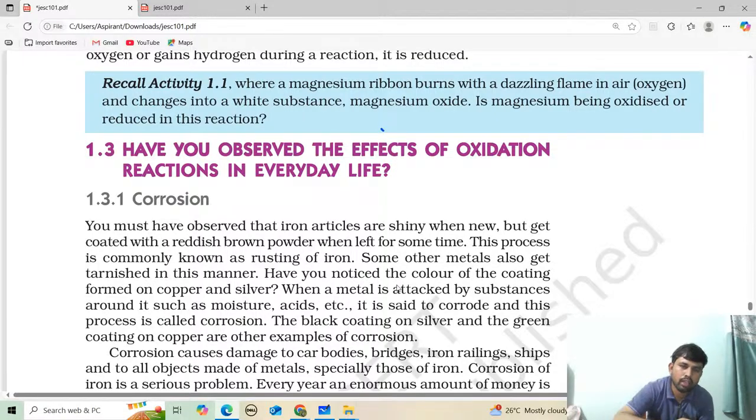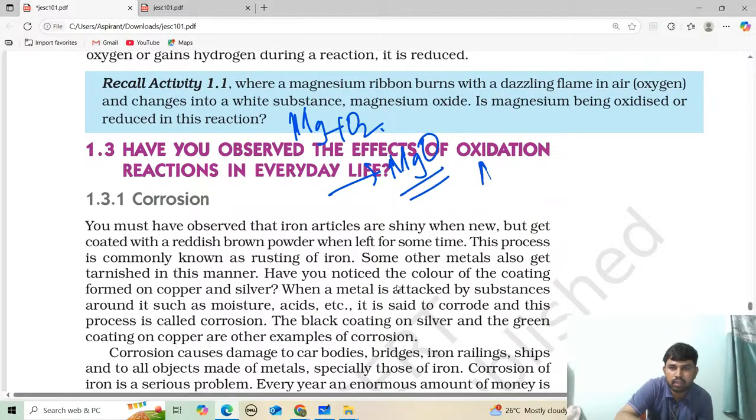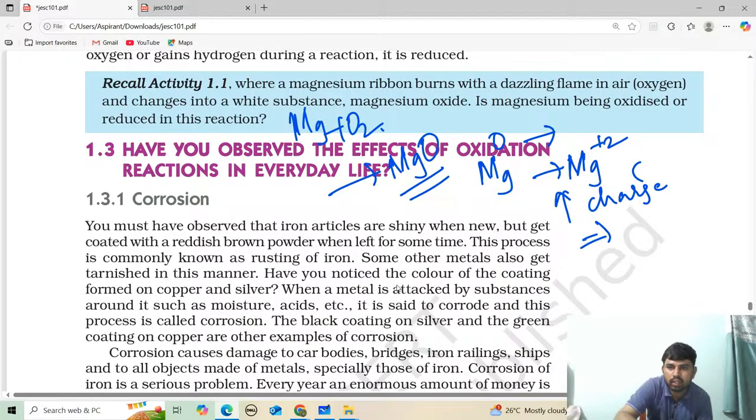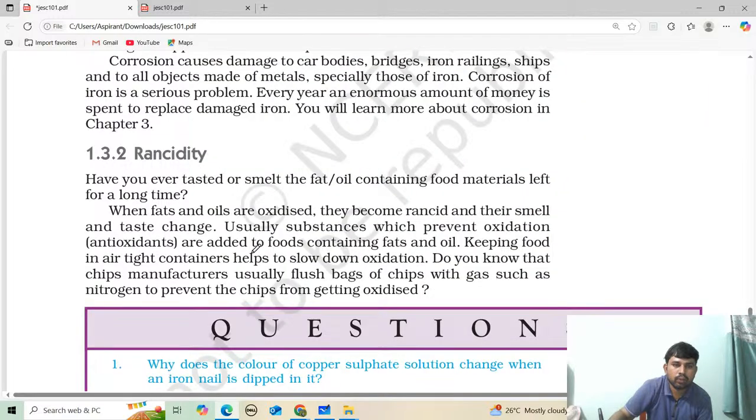Here we can say magnesium plus O2 gives rise to magnesium oxide. So magnesium goes from 0 to plus 2 in magnesium oxide. What can I say? There is an increase in the charge, right? So I can say it has undergone the oxidation process. Next, then we come to these blue questions actually.